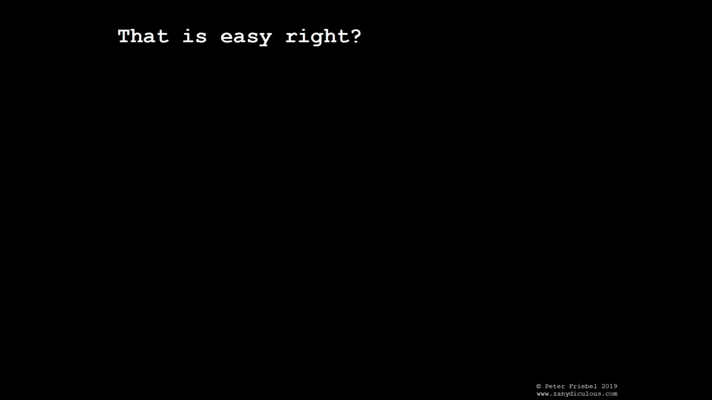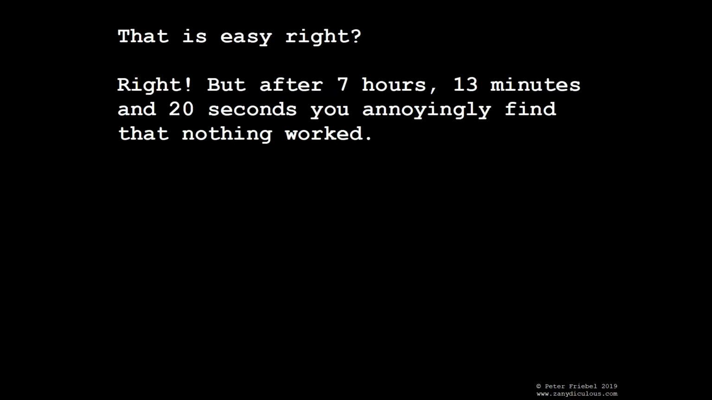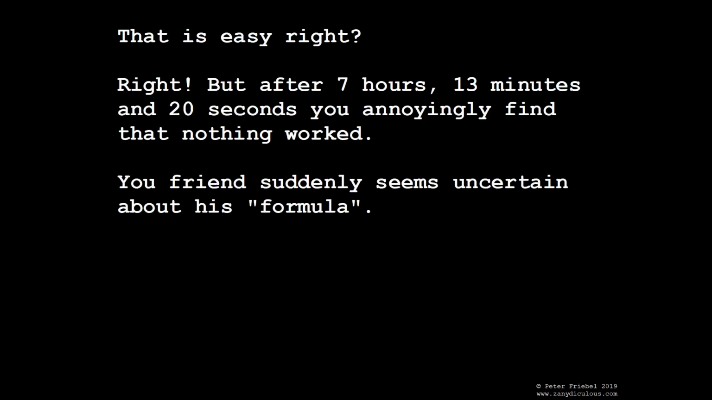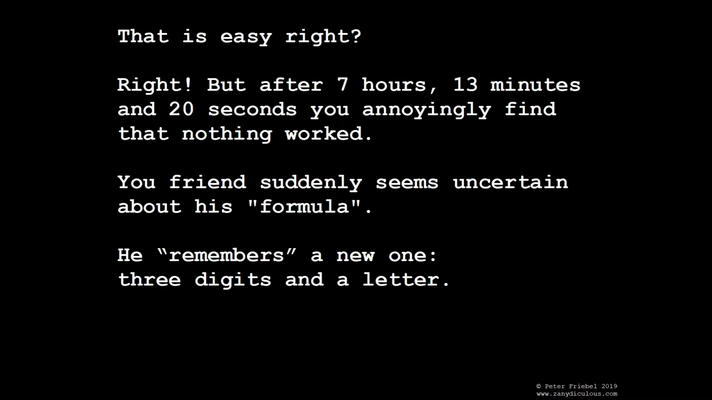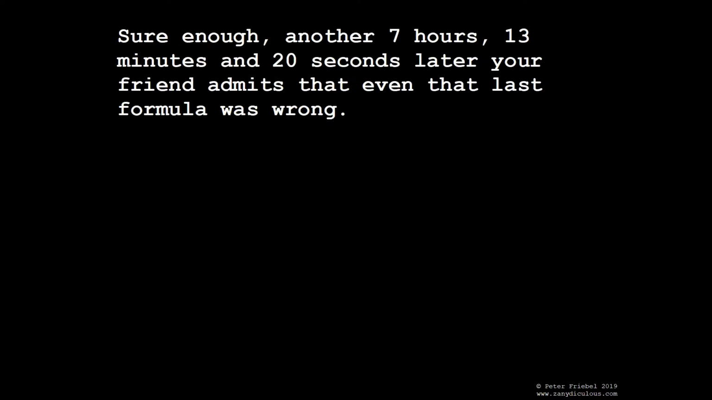That's easy, right? Right, but after 7 hours, 30 minutes and 20 seconds, you annoyingly find that nothing worked. Your friend suddenly seems uncertain about this formula. He remembers a new one: 3 digits and a letter. Think about it. Sure enough, another 7 hours, 13 minutes and 20 seconds later, your friend admits that even that last formula was wrong.